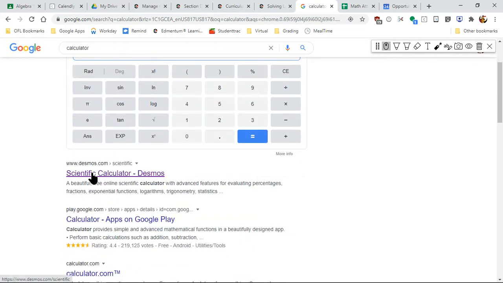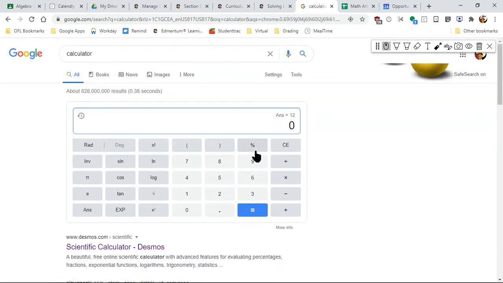I've tried using the Desmos calculator. I'm not a big fan. So far, the Google calculator has been really good. So if you don't have a calculator at home, you can use the Google calculator.